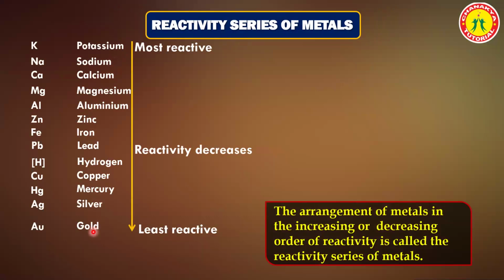So the arrangement of metals in increasing or decreasing order of reactivity, you can arrange it from least to most also, but we have arranged from most reactive to least reactive metal. So this arrangement of metals in increasing or decreasing order of their reactivity is known as the reactivity series of metals.